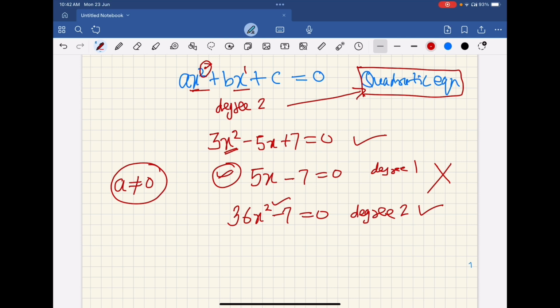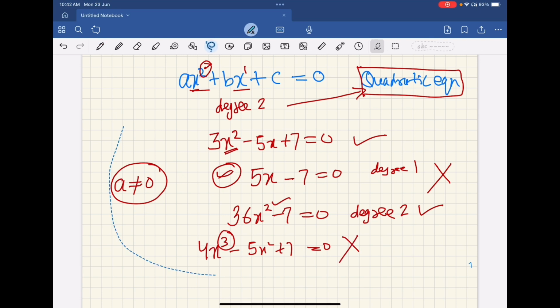So let us write some examples. Let us say I write 4x cube minus 5x square plus 7 equals 0. So the degree is 3. So this is not a quadratic equation, this actually becomes cubic, but we are focusing on quadratic right now. So this is not quadratic.